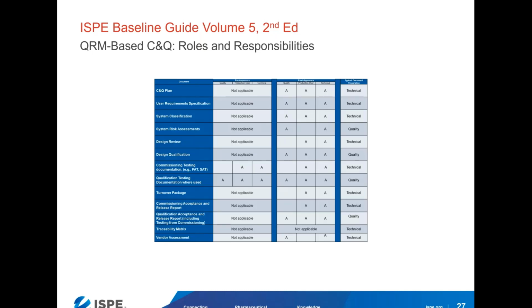And this is straight out of the guide that shows the approval responsibilities based on deliverable type. And again, you can look at this in more detail in the guide or in the presentation slides afterward. But just wanted to reiterate, as you see, the commissioning testing, the testing that supports the commissioning process, is not reviewed or approved pre or post by the quality unit.